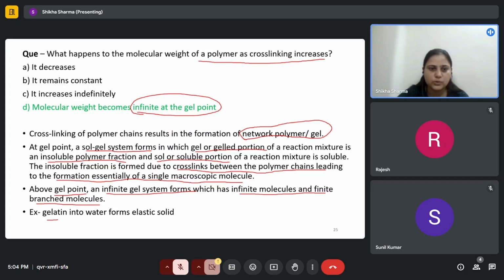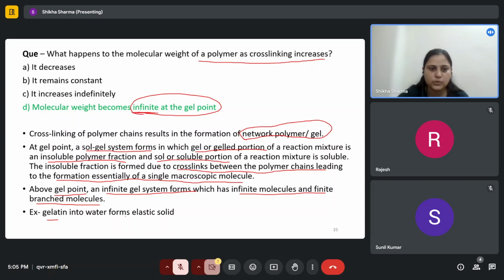There will be many branches, as we discussed already. As we increase the cross-linking, initially there will be some molecules in the branches, right? Then as we increase the branching, more molecules will participate, and after so much cross-linking, at or after the gel point, an infinite number of molecules will be associated in the branching. So the molecular weight is infinite because infinite molecules are there.